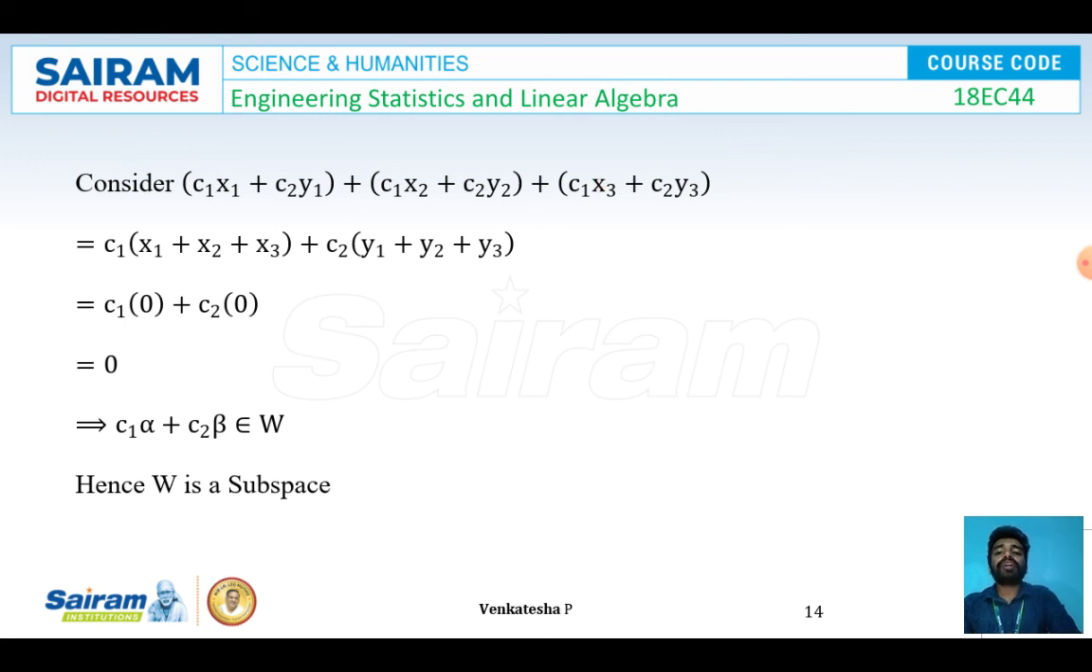So by taking the common factor, I got the equation C1 into (x1 + x2 + x3) plus C2 into (y1 + y2 + y3). Since they have given that x1 + x2 + x3 and y1 + y2 + y3 are equal to 0, I got C1 into 0 plus C2 into 0. So hence I got the complete equation is 0 here. So it implies that C1 alpha plus C2 beta belongs to W, hence W is a subspace.